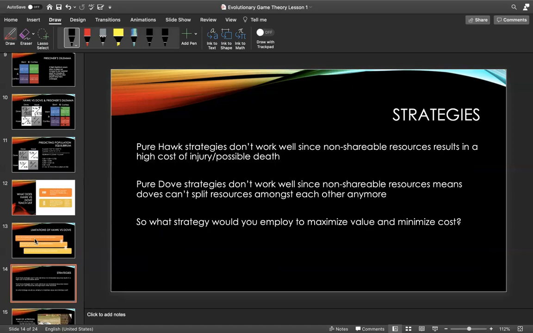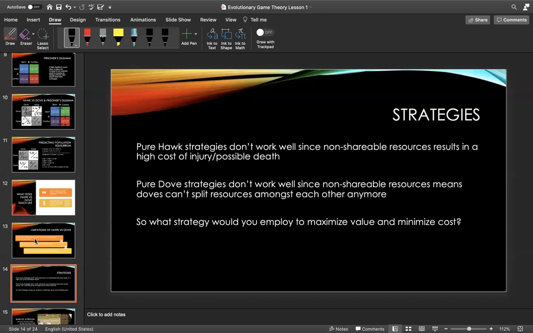And let's think about why, because that's kind of important. Pure hawk strategies don't work since non-shareable resources result in a high cost of injuries slash possible death. To give you an example, non-shareable resources might be a house, or finding a mate. You don't typically share those things. If two people are competing for a mate, there might be a high cost of injury or death. Similarly, pure dove strategies don't work for a different reason: they no longer can split resources amongst each other anymore.